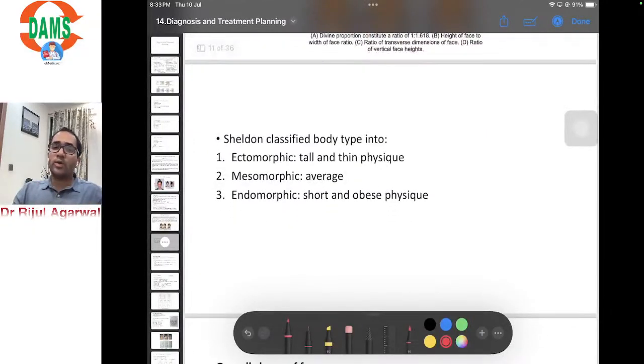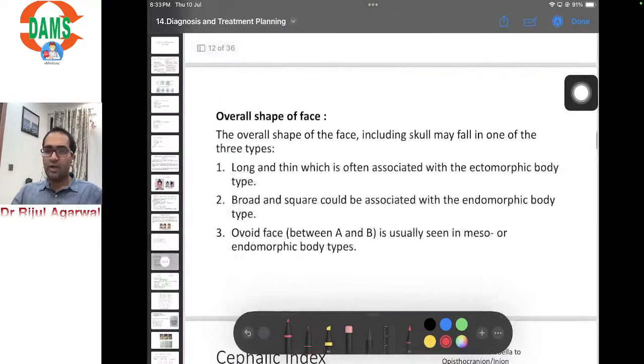Next, body form types can be classified into 3 types according to Sheldon: ectomorphic, mesomorphic and endomorphic. Ecto is tall and thin physique, mesomorphic is average, endomorphic is short and obese physique. Now, overall shape of the face is of 3 types. It can be long and thin, which is associated with ectomorphic body type, broad and square to be associated with endomorphic, and ovoid is usually seen in meso or endomorphic type.